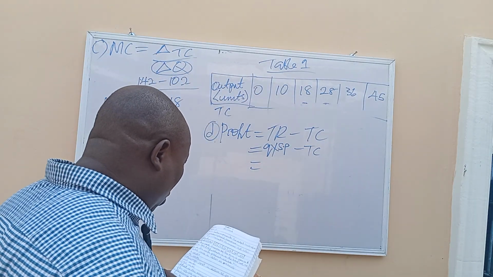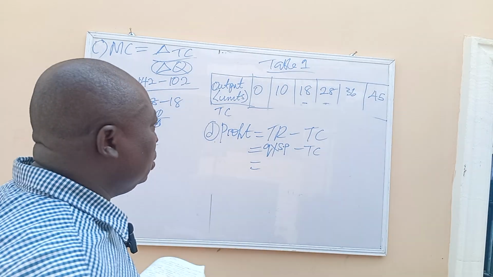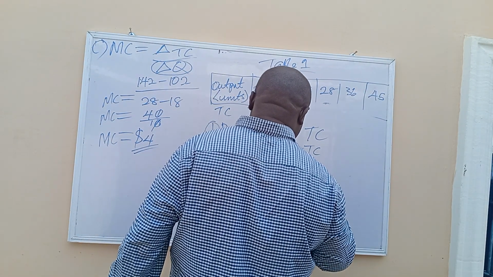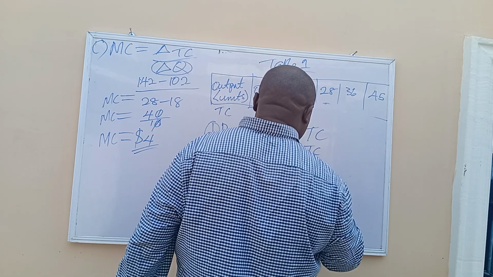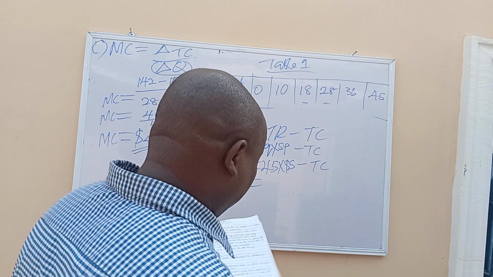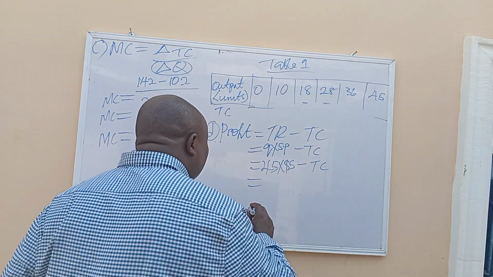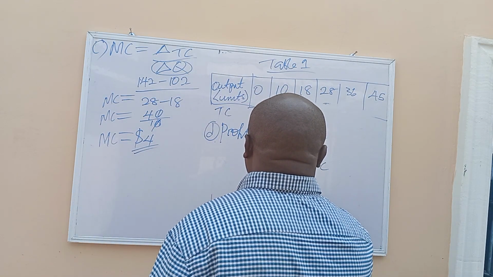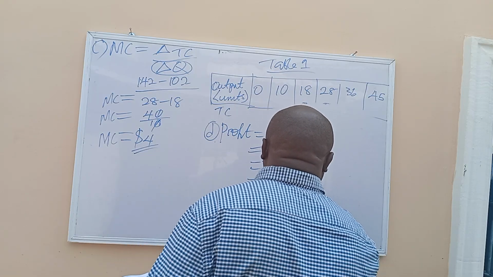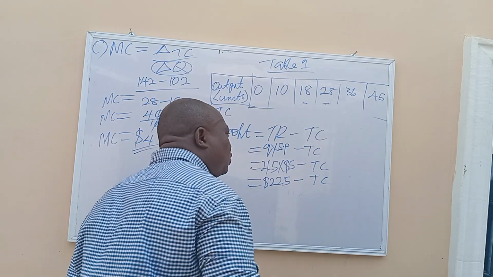Now, in this case, we're told that the price is fixed at 5 naira per unit. And the quantity is what? 45 units. So it will be 45 times how much? $5. So this times this is what? 45 times 5. 225. Then how do we get the total cost?